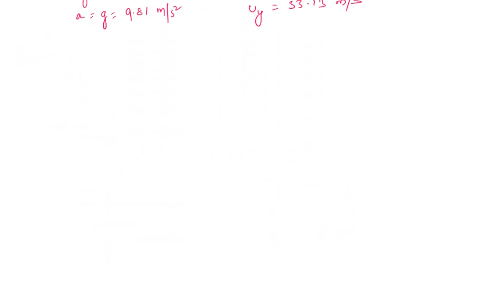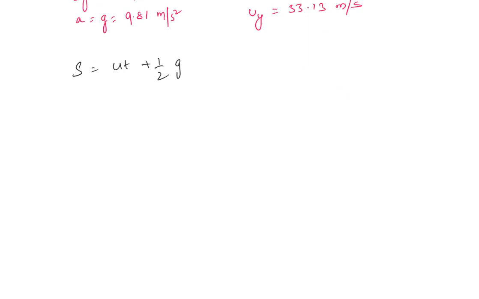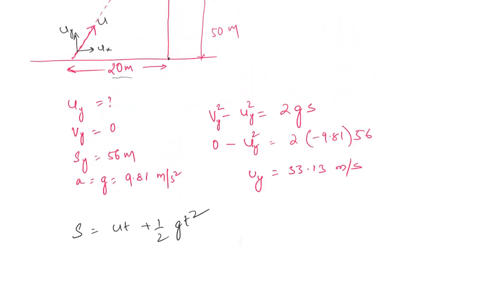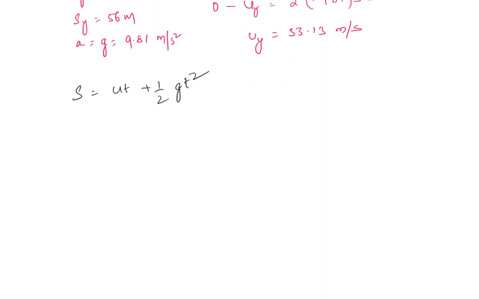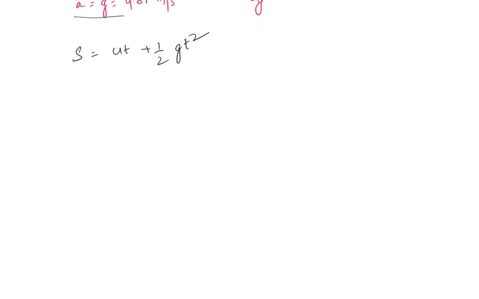Okay, so we use s equals ut plus half gt squared. And please don't mind, I use a and g interchangeably in these problems where there's gravity involved, as I've written here. So you can write at squared or gt squared. So 50 equals initial velocity, which we got as 33.13, 33.13 times time plus half 9.81 times t squared.